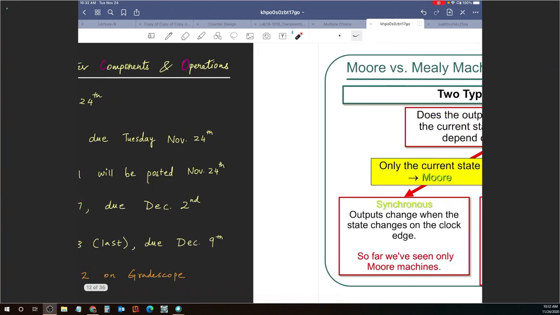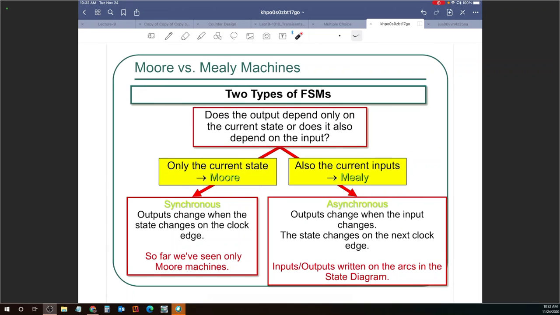All right, so just a quick recap about what we are doing here. We were talking about two types of finite state machines, Moore and Mealy. The Moore finite state machine is a synchronous finite state machine because the outputs of that finite state machine can only change soon after the active edge of the clock, because it only depends on the state of the sequential elements. In this case, we are using flip-flops as our sequential elements, so it depends on the outputs of the flip-flop.